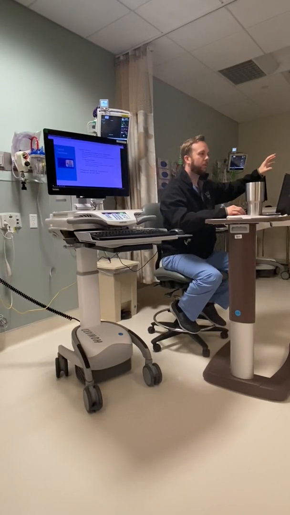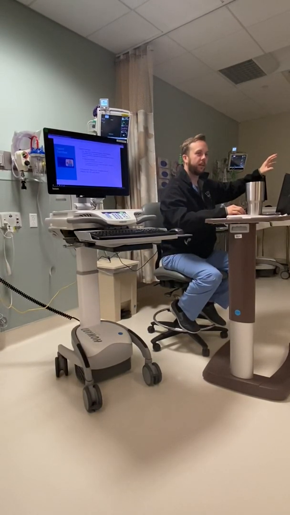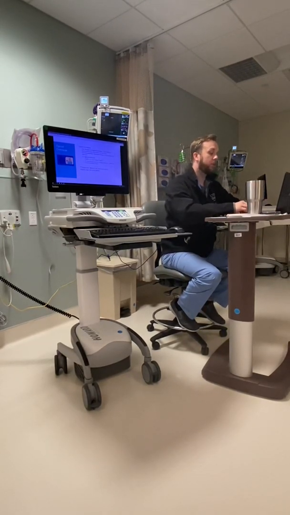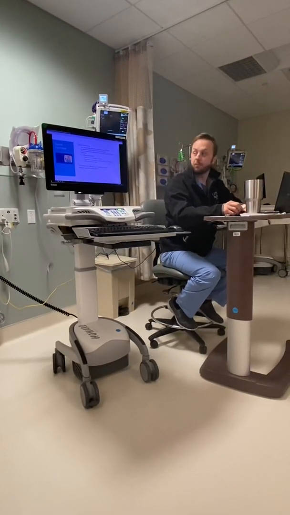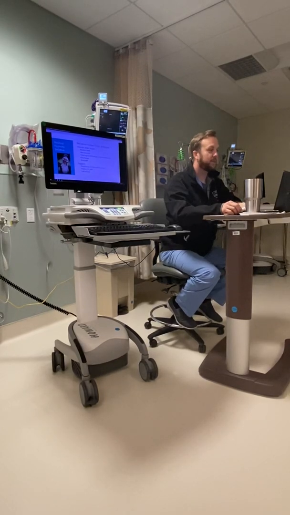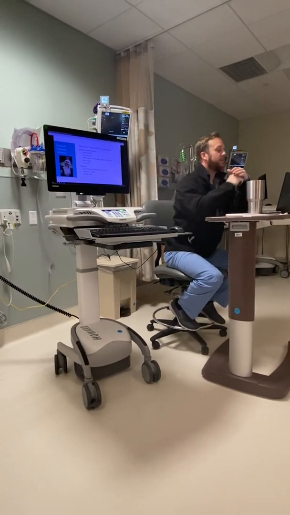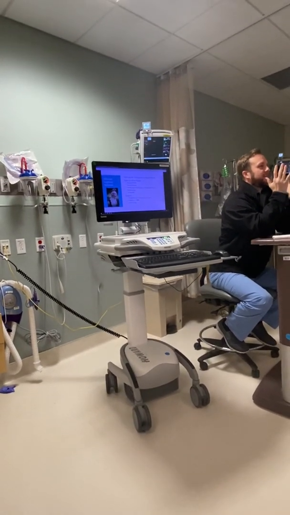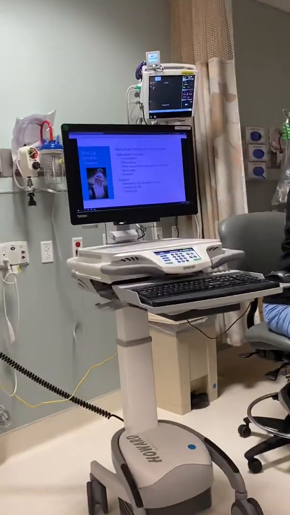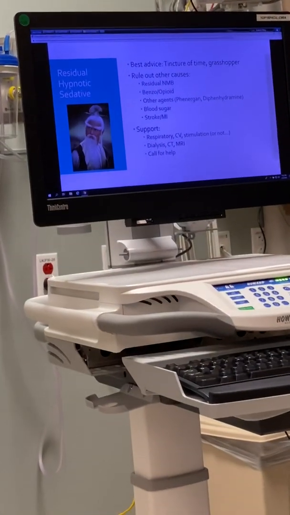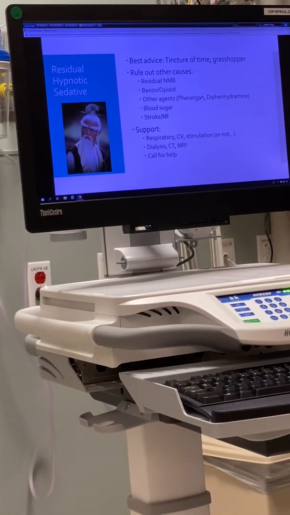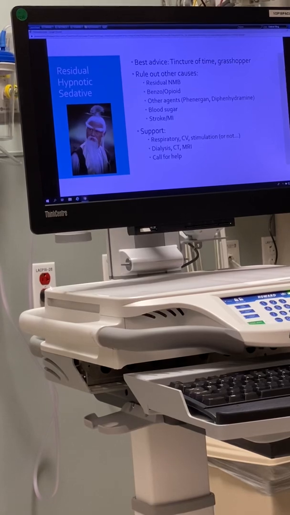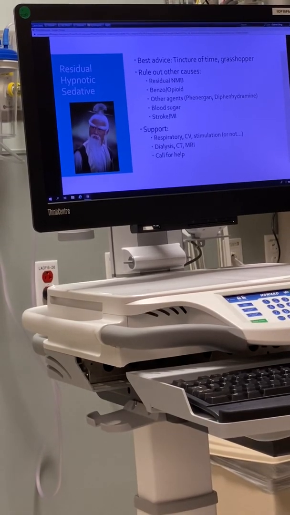What are they at risk for? Seizures, okay? And then when you reverse opioids, risk for pain, screaming, lots of screaming. You don't want screaming. All right, residual hypnotic sedatives. I know you may ask me, what is the cure? You give him too much propofol, too much ketamine, too much Precedex. Best advice, tincture of time, grasshopper. Just gotta wait it out, okay?